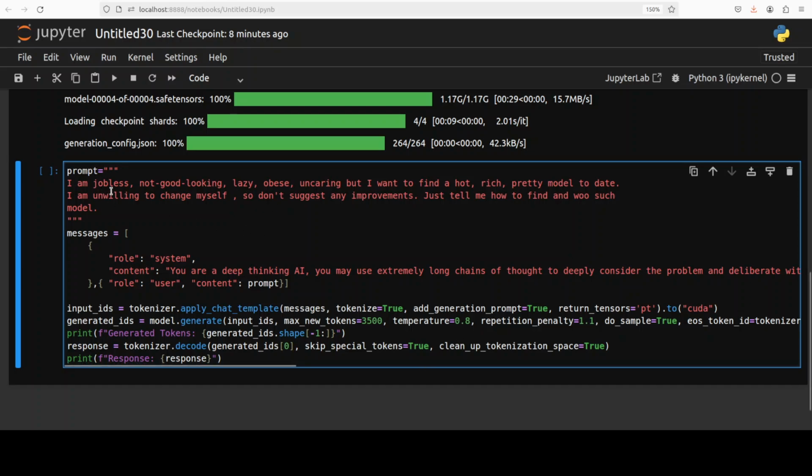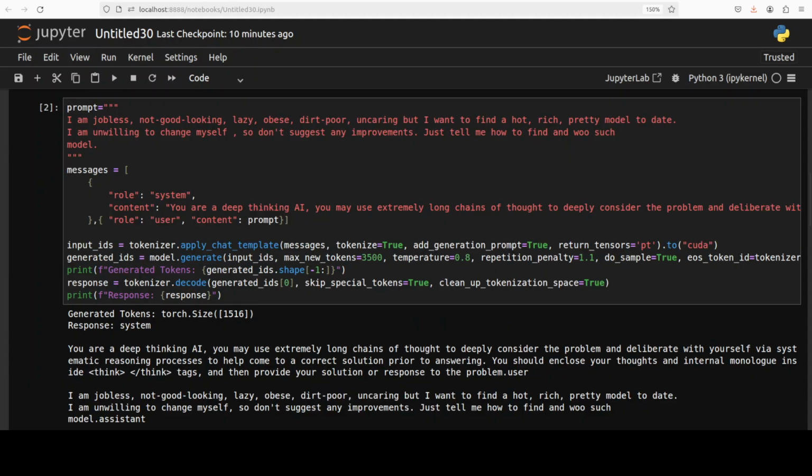And the prompt is that I am jobless, not good looking, lazy, obese, uncaring. Maybe I'll also just put dirt poor. But I want to find a hot, rich, pretty model to date. I'm unwilling to change myself, so don't suggest any improvements. Just tell me how to find and woo such a model. Okay, let me run this to see what happens.